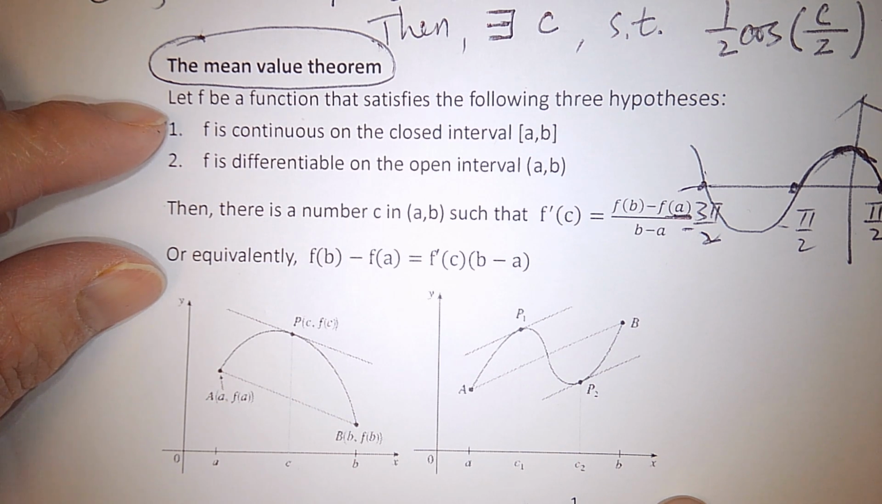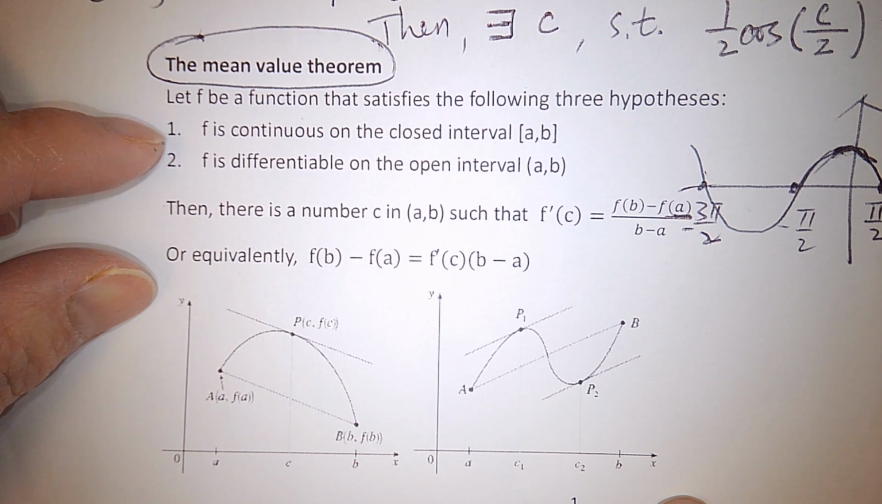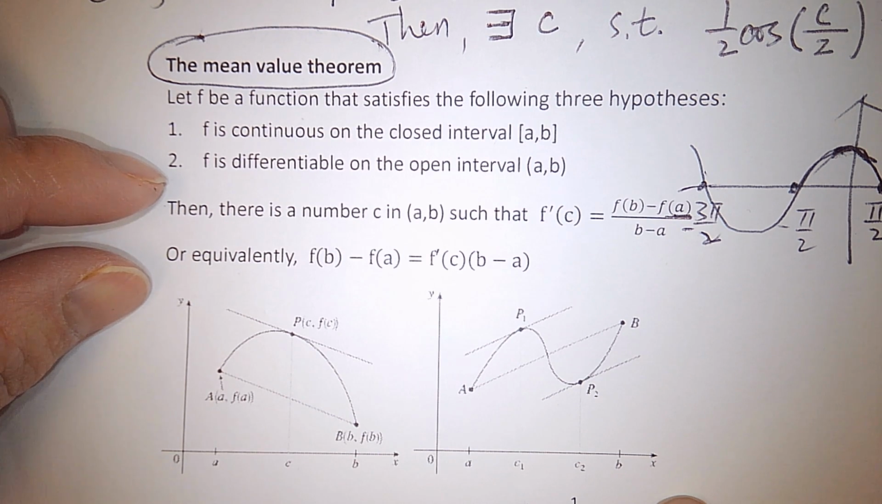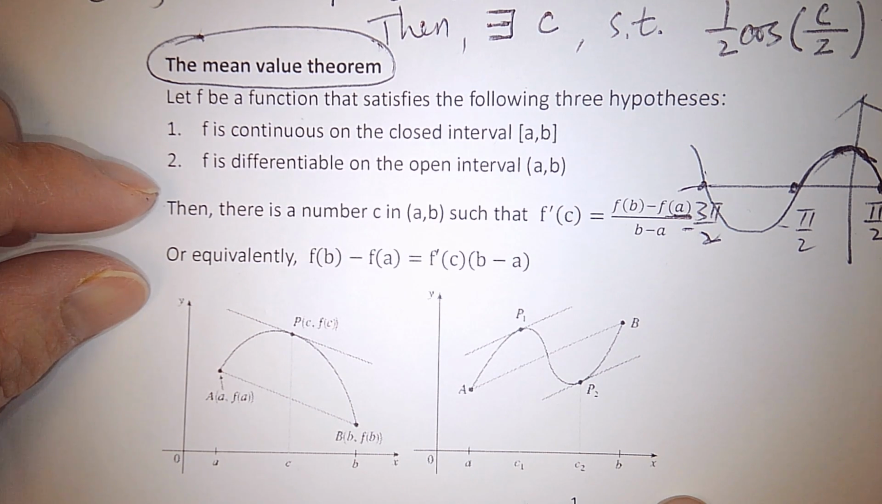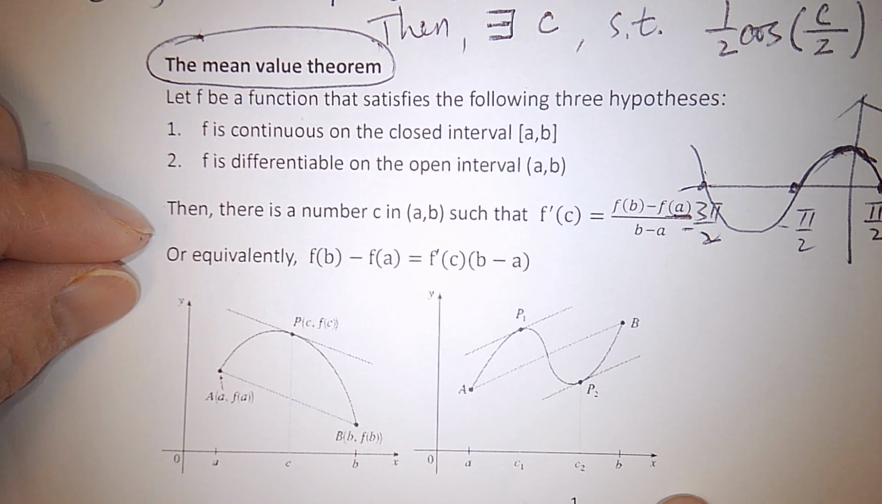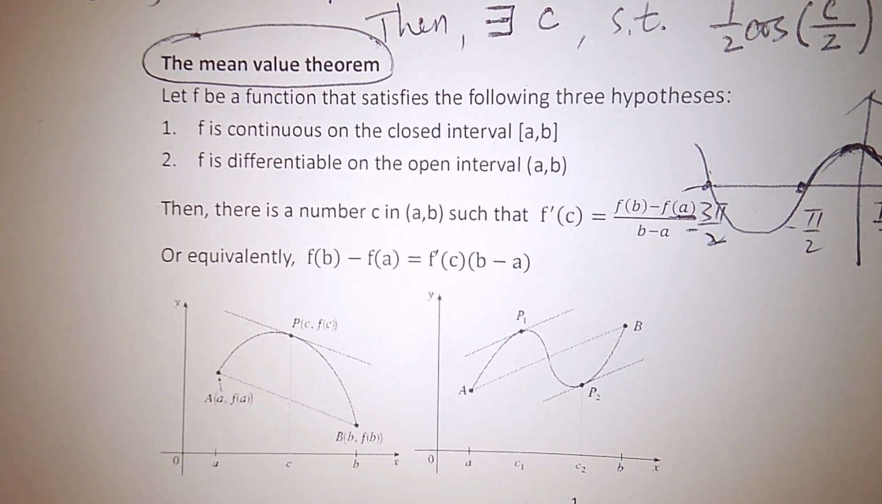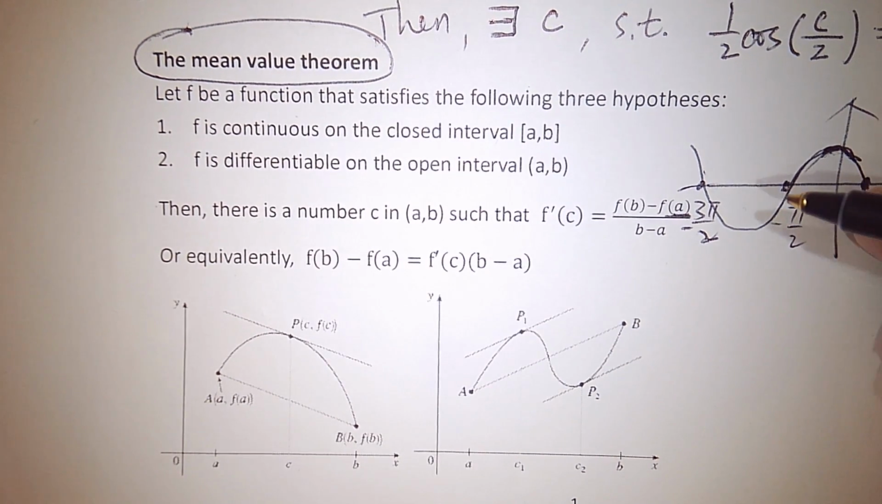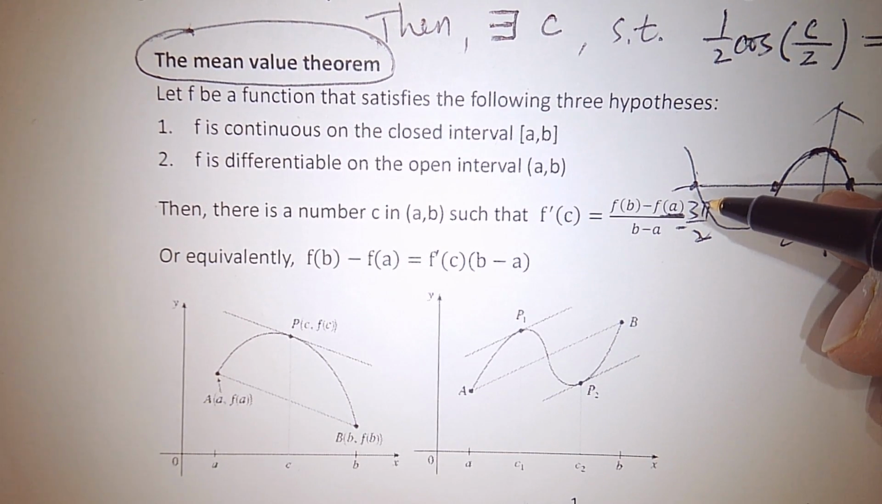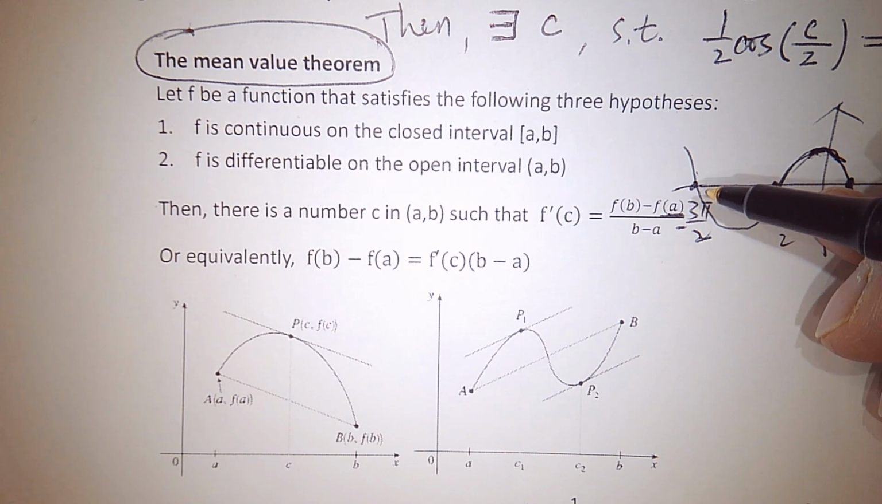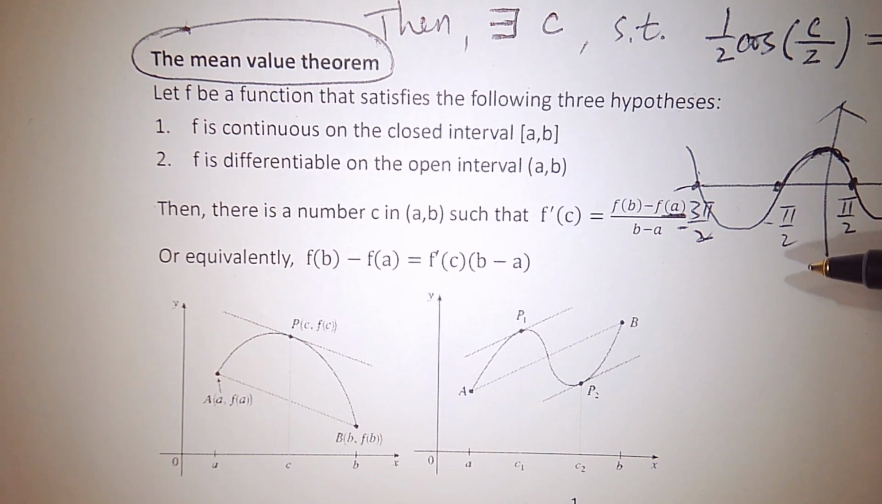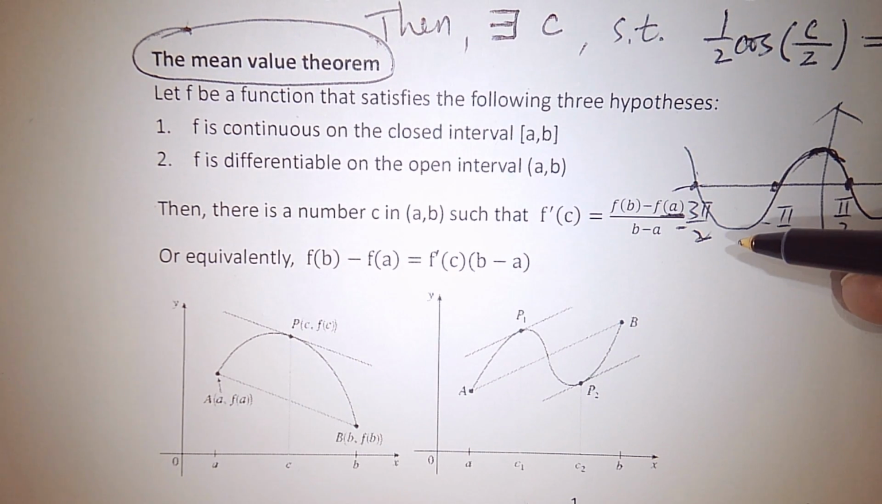Let f be a function that satisfies the following three hypotheses. f is continuous on the closed interval [a, b]. f is differentiable on the open interval (a, b). Then there is a number c in (a, b) such that f prime of c equals f(b) minus f(a) over b minus a, or equivalently f(b) minus f(a) equals f prime of c times b minus a.